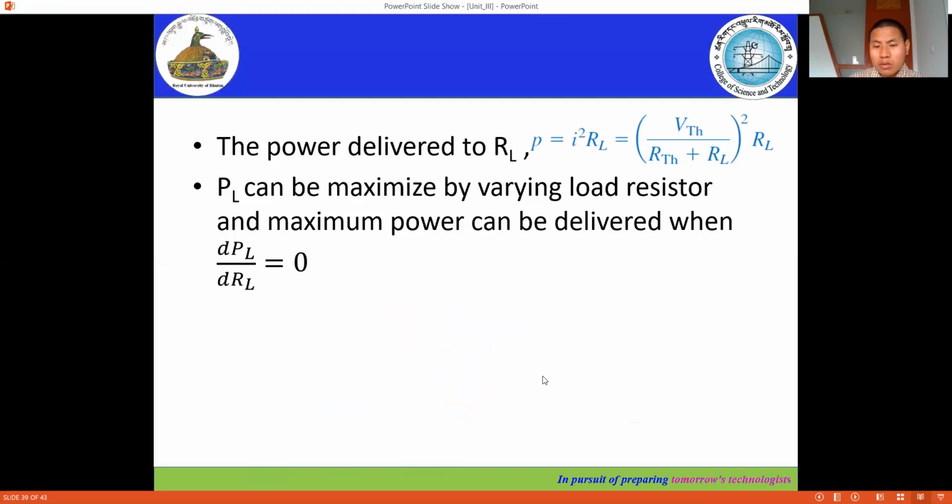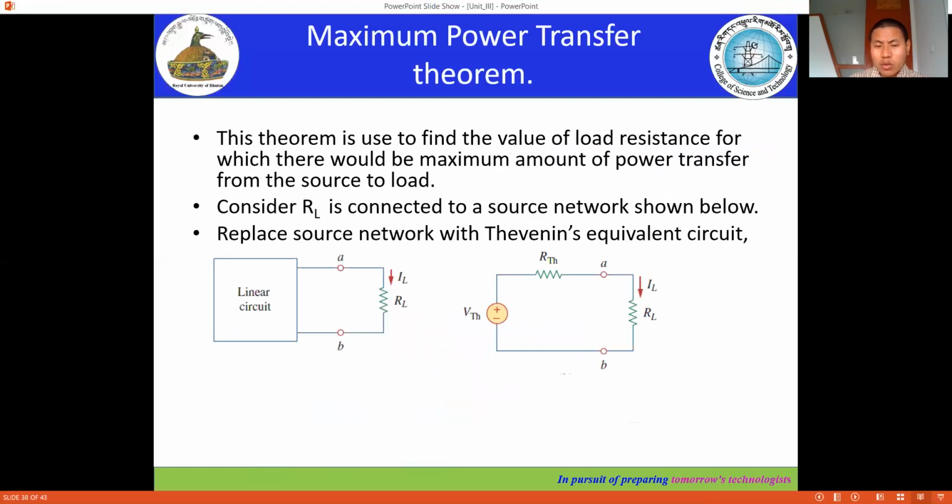Now, let's look at this network here. In order to get the maximum power transfer, our RL should be equal to this RTH, or the internal resistance of that network.